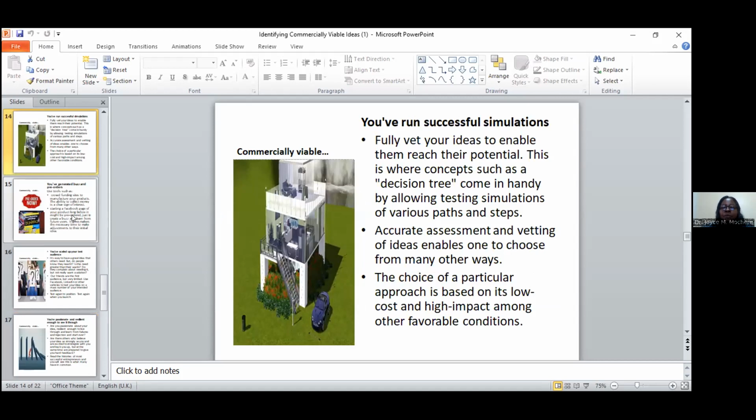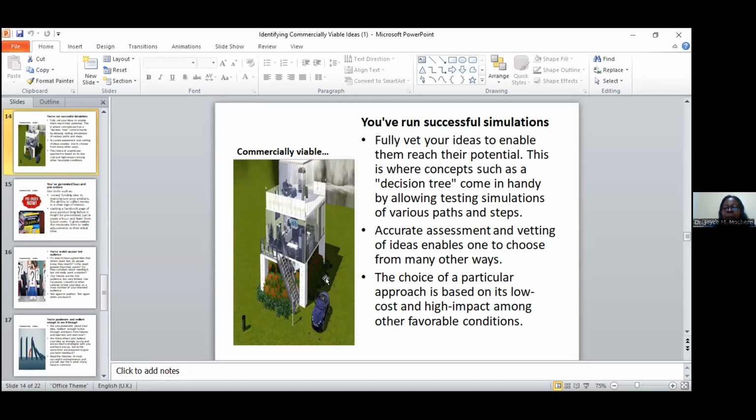Then you have to have run successful simulations. Simulations here are just replication. If you see this particular picture here, this is a kind of house, but it's not a real house, it's a simulation, an imitation of it. So it's an imitation of what you have. Through that you try out this option and see, does it work this way? If it's not acceptable, then you make changes to that particular idea or innovation.